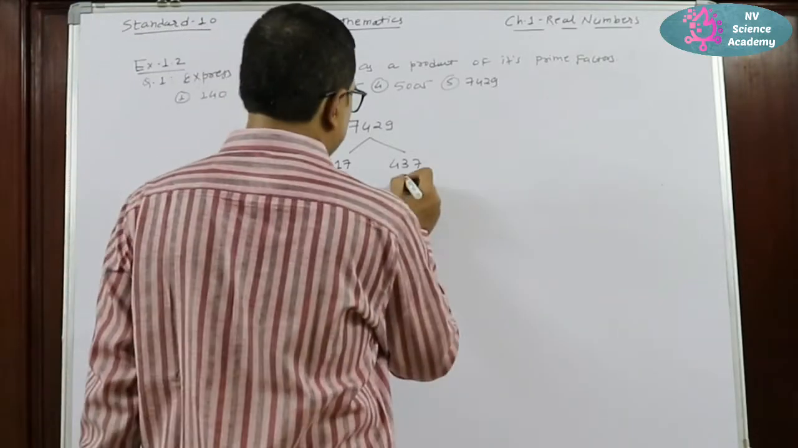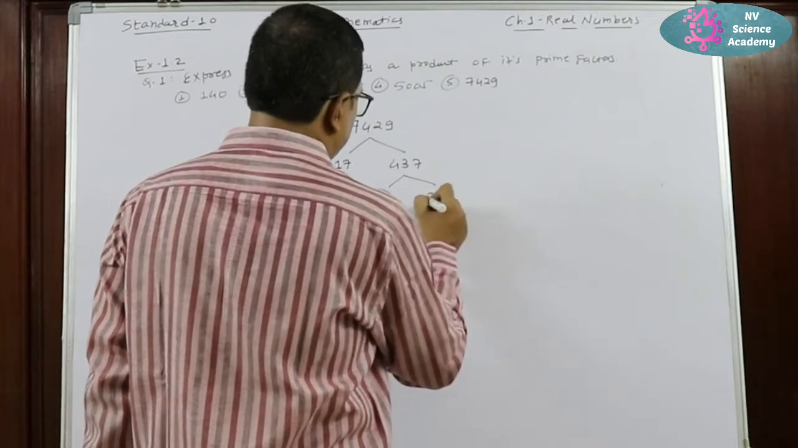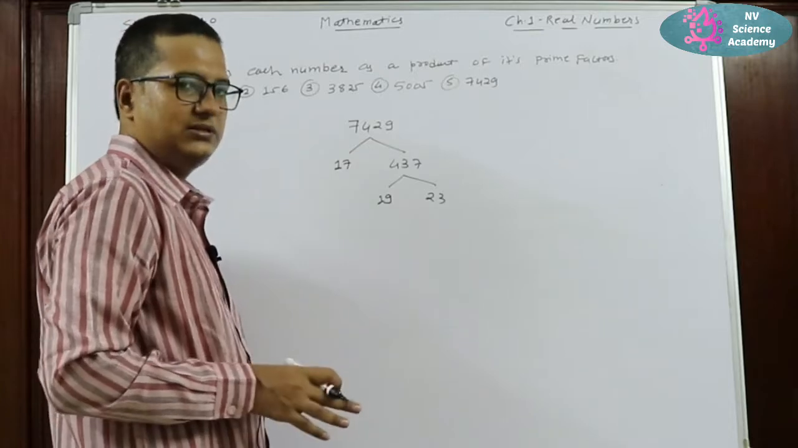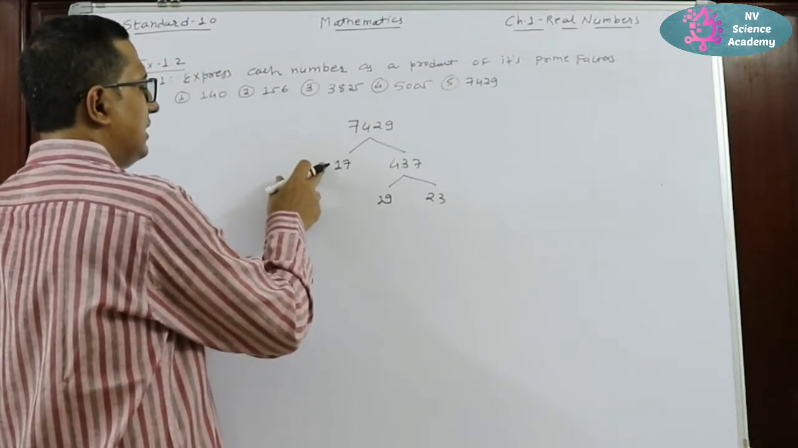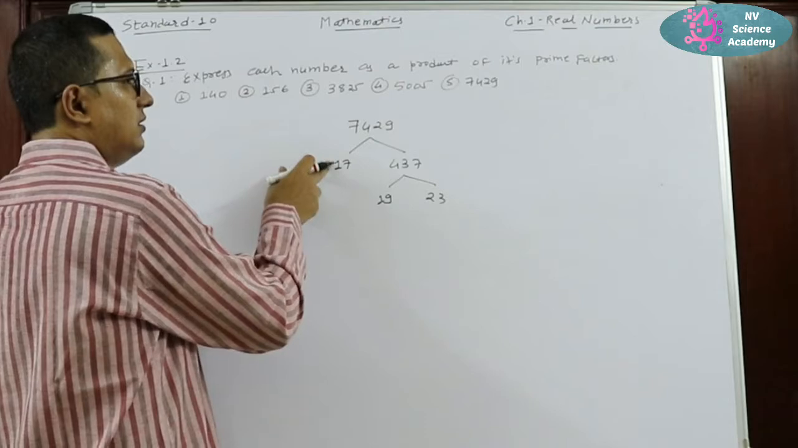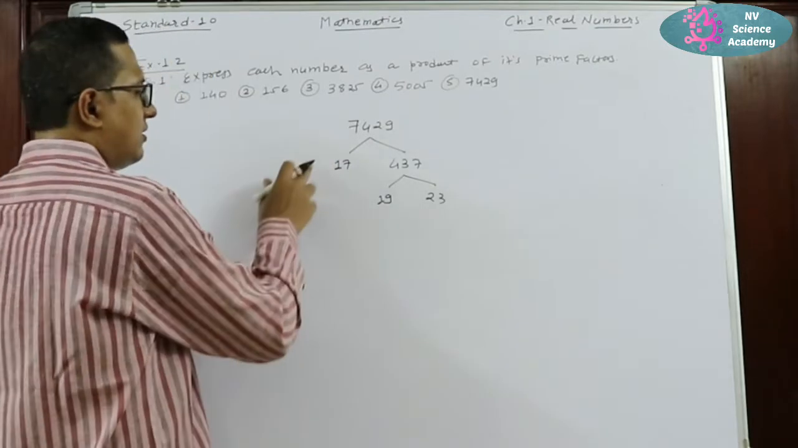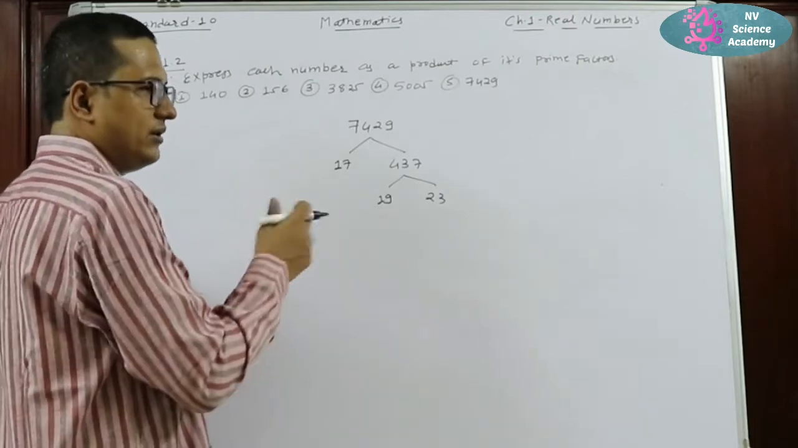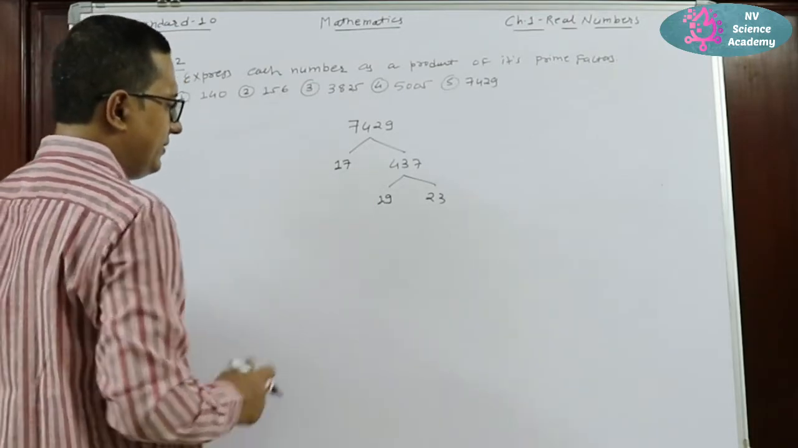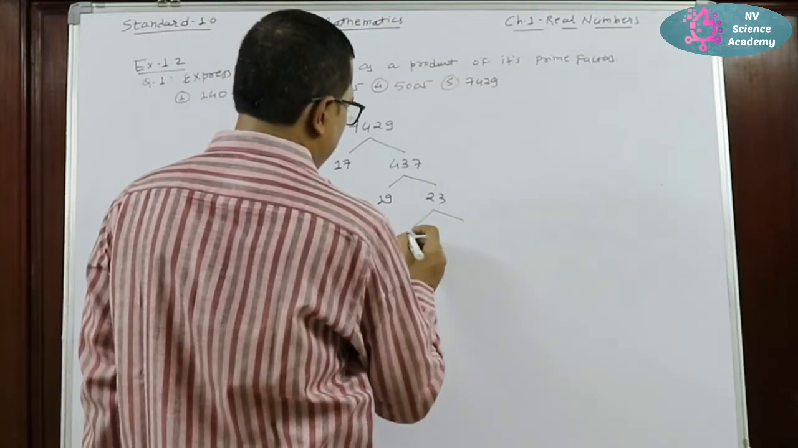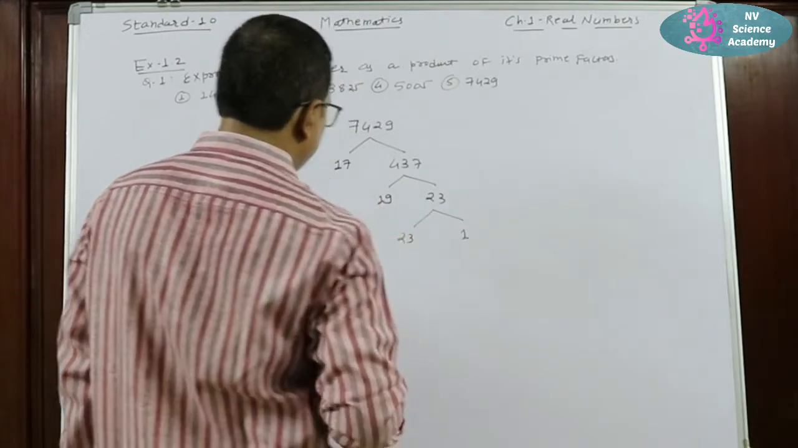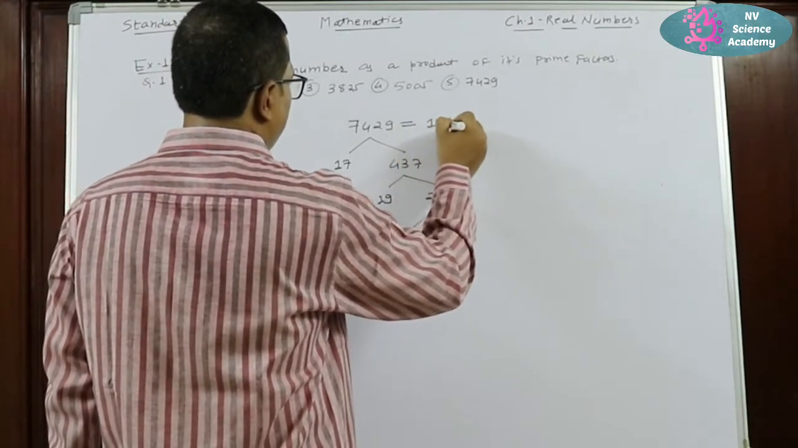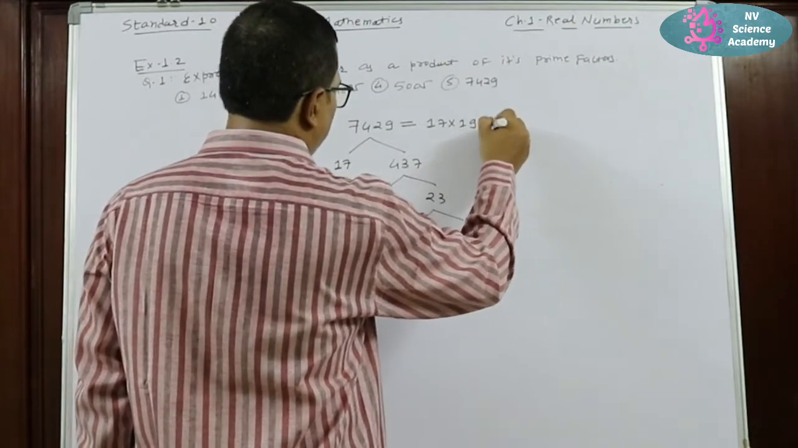Now the next division is 19 and 23. See, here the first division is by 17, so there is no chance that the next division will be by a number less than 17. You have to try with a number more than 17. So I tried with 19 and I got the answer. It is 19 multiplied by 23. Here 23 itself is a prime number, so the answer is 23 and 1. So the prime factors of 7429 are 17 multiplied by 19 multiplied by 23.